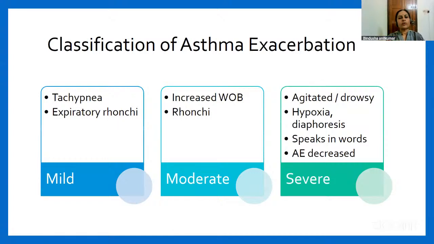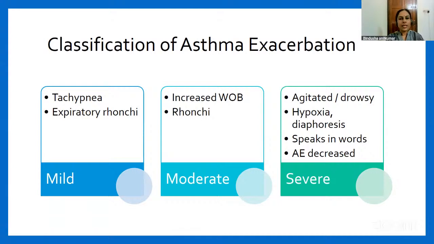So how to assess the severity of the asthma exacerbation? That is actually based on the work of breathing and the sensorium changes. If the child is having only a mild exacerbation, the child will have some tachypnea, and on examination there will be expiratory rhonchi, but the child will not have any increase in the work of breathing. So there won't be any respiratory distress.